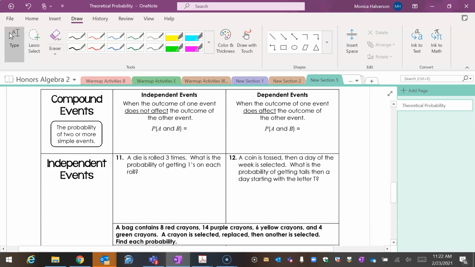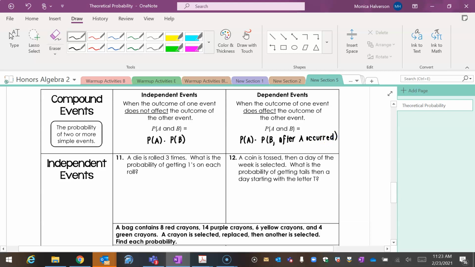Independent events is when the outcome of one event does not affect the outcome of another event. To find that probability, it is the probability of the first event times the probability of the second event. Now, if you have a dependent event in which the outcome of one event does affect the outcome of another event, then to find the probability of that compound event, it's going to be the probability of A times the probability of B after A occurred.